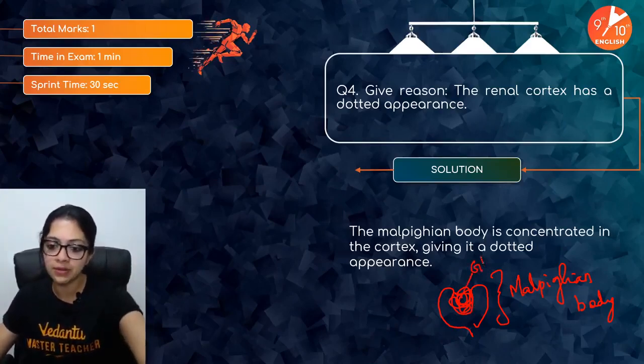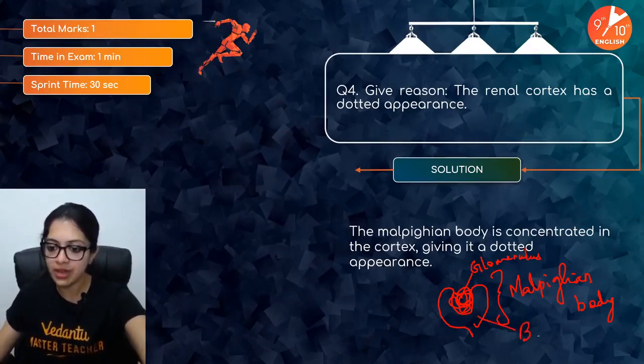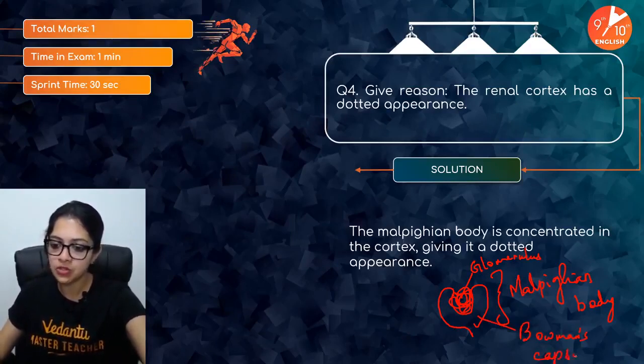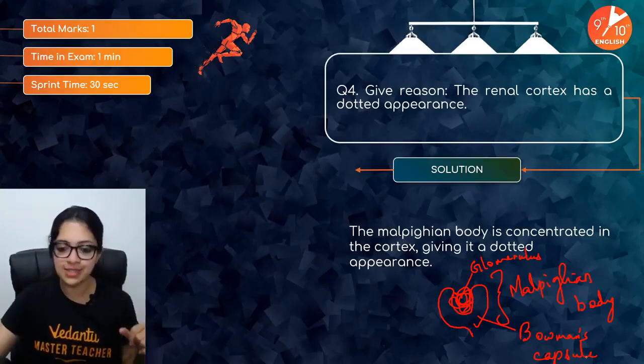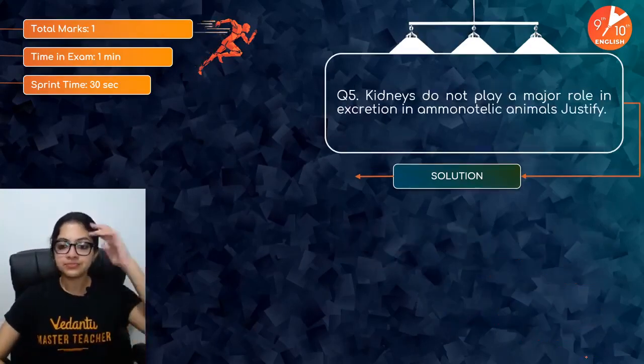So this is the glomerulus. I'll just make it clear for you so that you don't have a confusion. And this is the Bowman's capsule. So this is about it. As simple as that. Okay, next one.